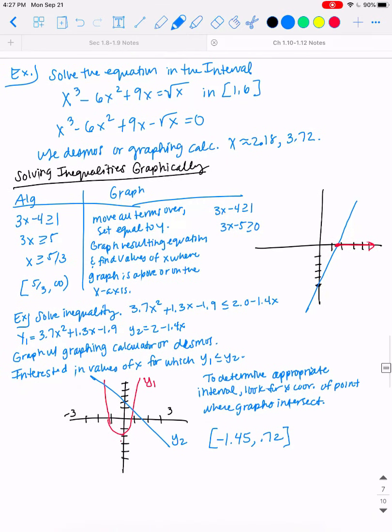Okay, so solve the equation x cubed minus 6x squared plus 9x equals square root x in the interval 1 to 6. So I'm going to go ahead and move the square root x to the left side, and then we have this big graph. So I'm going to go ahead and use Desmos, but you could use a graphing calculator or Desmos to do this. So I'll go ahead and pause the video and do that now.